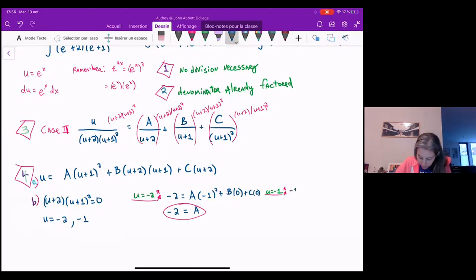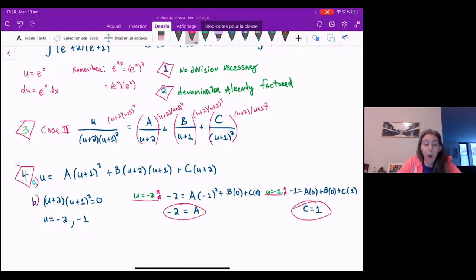Negative 1 is equal to a times 0 plus b times 0 plus c. Negative 1 plus 2 is 1, and this gives me that c is equal to 1. And that is my c value. I'm done with my zeros.